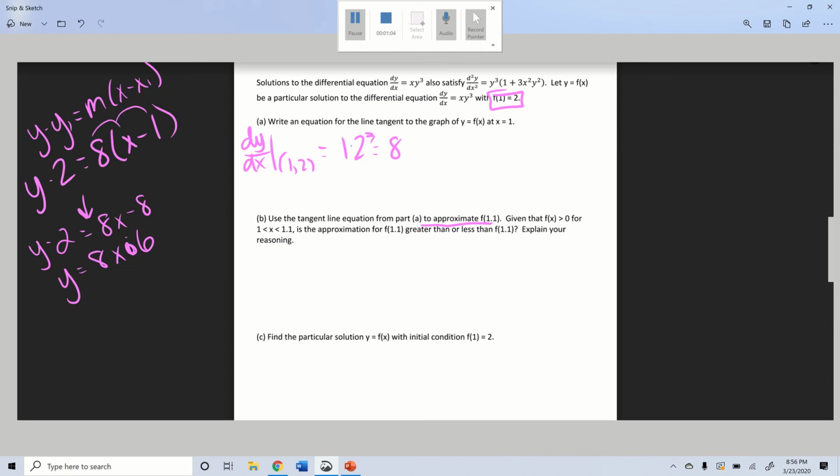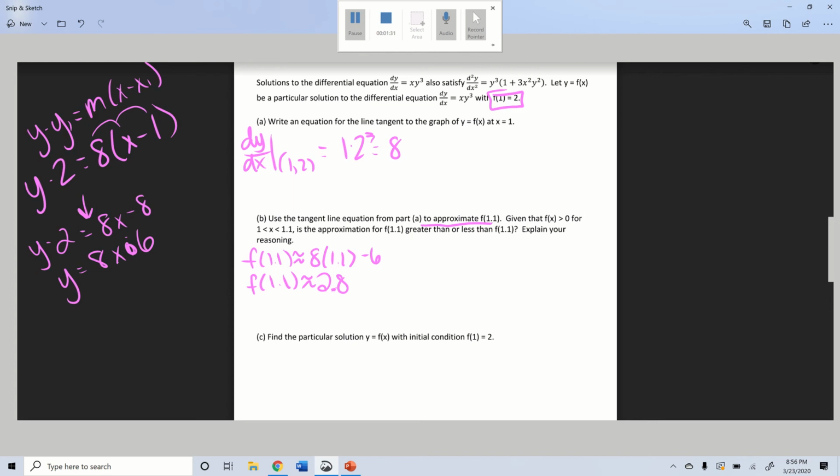So now we want to approximate f of 1.1. So that's going to be approximately 8 times 1.1 minus 6. So f of 1.1 is going to be approximately 8.8 minus 6, which is going to be 2.8. So that's only the first half of what we need to do for part B. We want to decide, is it going to be greater than or less than f of 1.1?